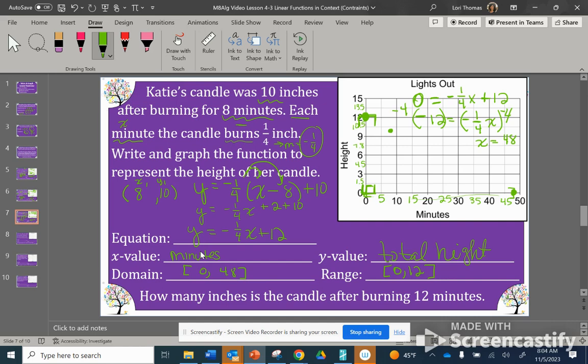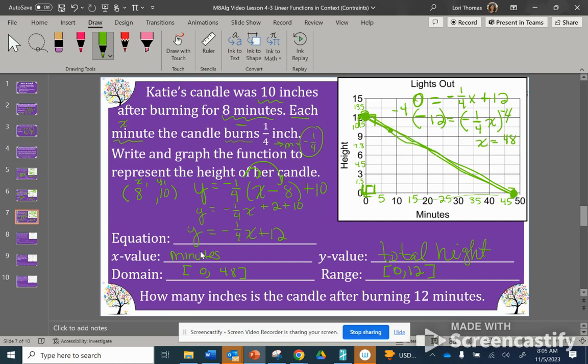Can we go in between inches? Absolutely. So this is going to be a continuous graph. That's not totally straight, but you get the point. So I can just connect my X and Y intercepts, and this represents the height of the candle at any given minute between 0 and 48. So I'm limited to my minutes, and I'm limited to the height of our candle.